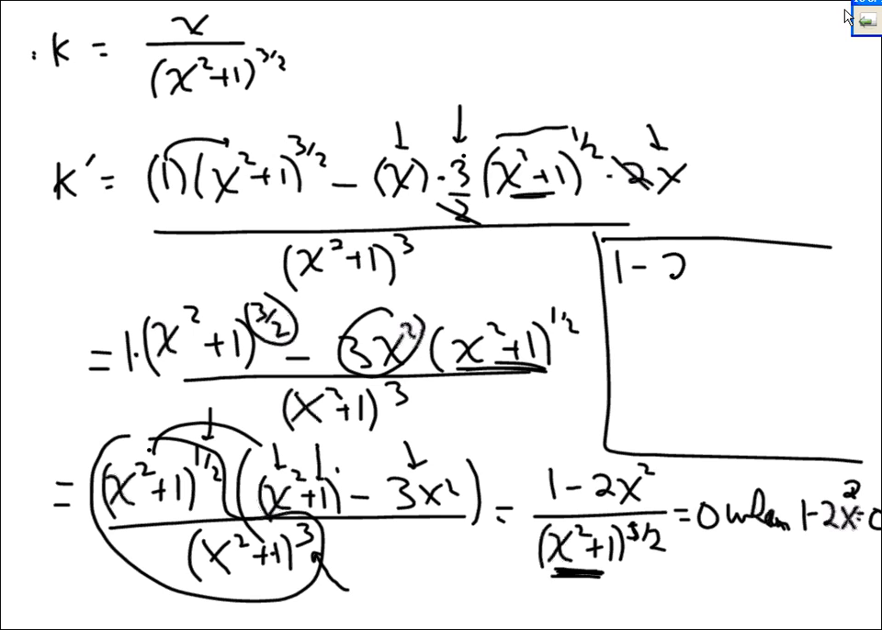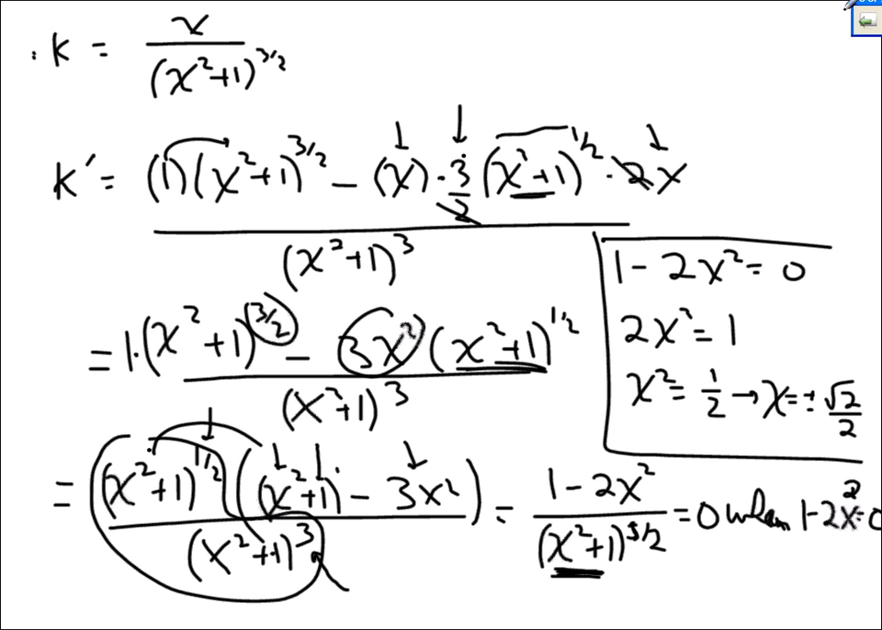If you subtract 2 things and you get 0, you should immediately say those 2 things equal one another. Divide by 2, you get x squared is 1/2. Take the square root, you get x is plus or minus 1 over the square root of 2. But 1 over the square root of 2 is square root of 2 over 2.